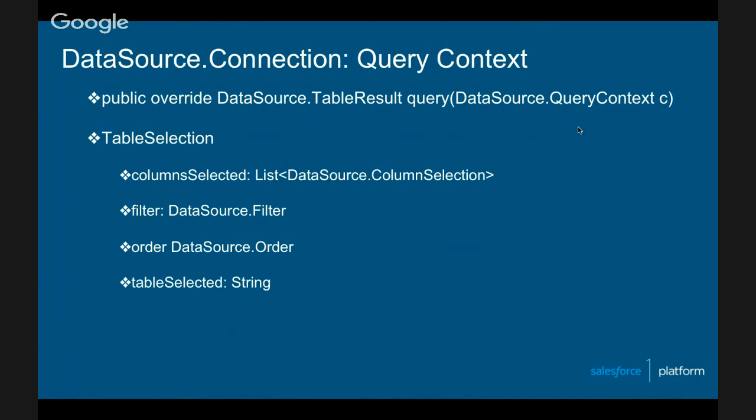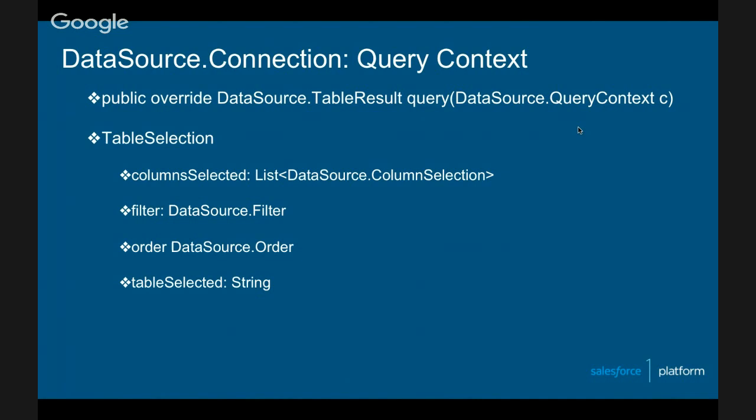So the query context is broken down into a couple of sections. The first one is the table selection. So it's kind of cool if you have an endpoint that you would be calling, or maybe you're just doing queries against another database somewhere. It will actually pass in the list of columns that you've asked for.